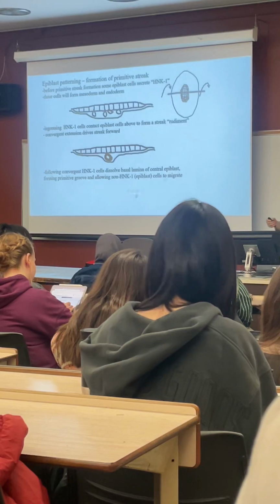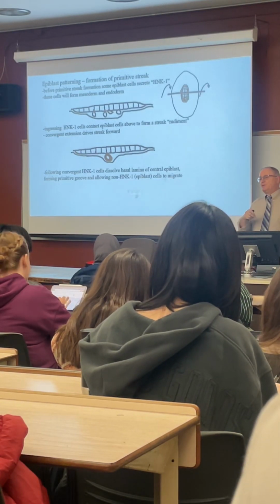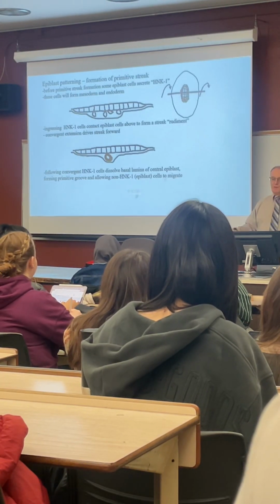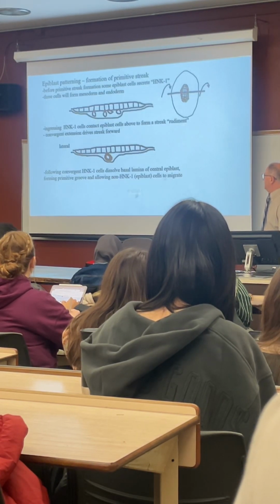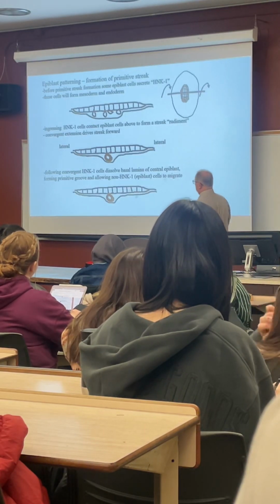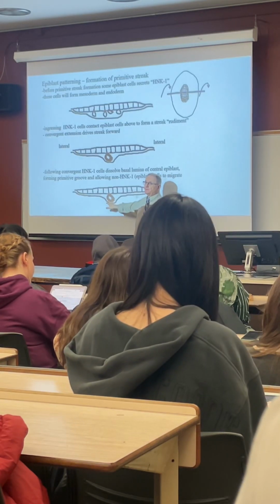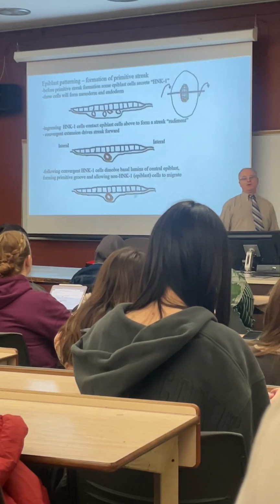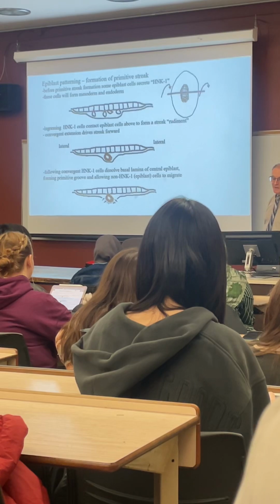When they converge and extend from posterior to anterior, they end up forming something called a streak. So when you look at the embryo, there's this streak going from posterior to anterior. Once they form that streak, those cells are going to degrade the extracellular matrix. Once you degrade the extracellular matrix, the cells start moving into the blastocele cavity. When those cells start moving into the blastocele cavity, that is when gastrulation starts.